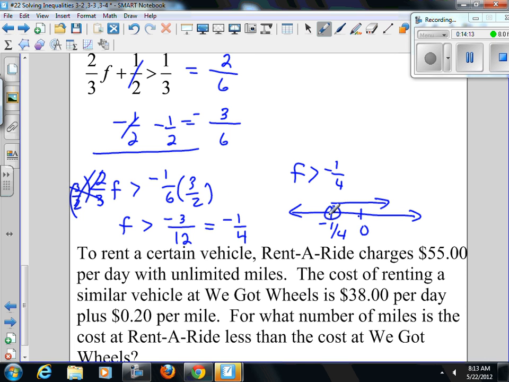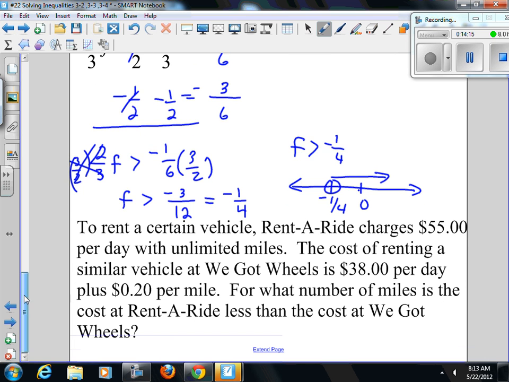Okay, and this next problem, I'd like you to try this problem on your own. This is how we'll start the next class. We'll go over this last problem, see what you can come up with.